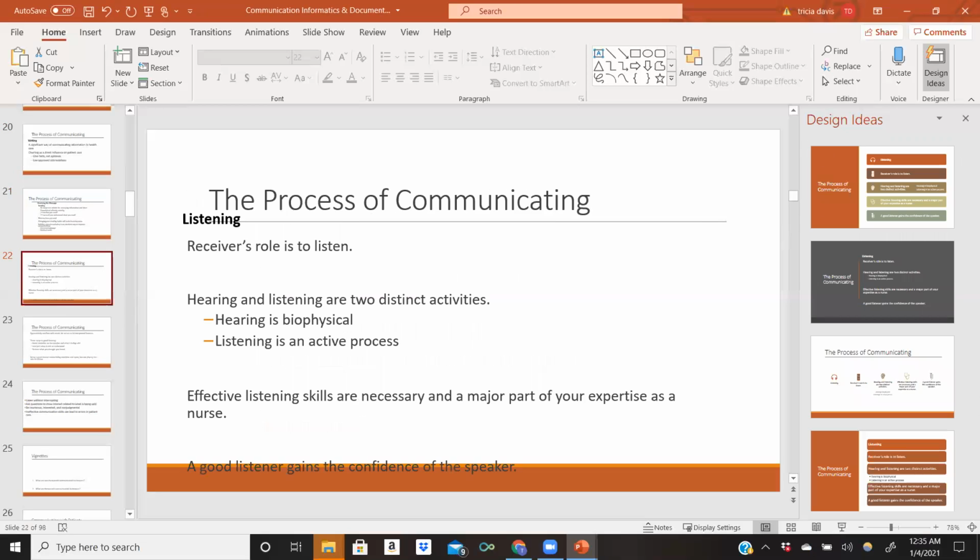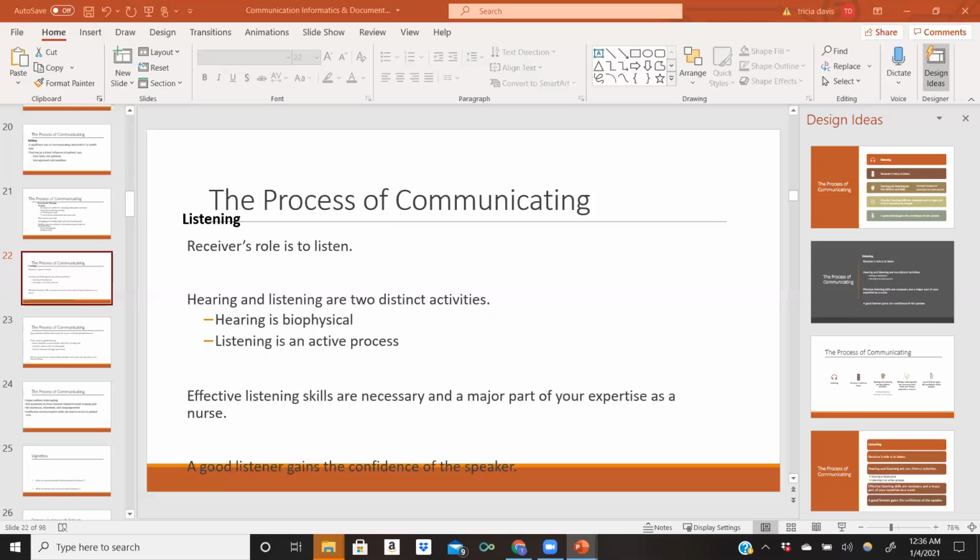And we have listening. Like I said before, this is so important. So the receiver's role is to listen. Hearing and listening are two distinct activities. Hearing is biophysical. Listening is an actual active process. I can hear what you're saying and still run around the room and do 100 different things. Listening and being present for your patient, that's an active process. Really taking the time to focus on them and listen to really hear what they have to say. And effective listening skills are necessary and a major part of your expertise as a nurse.